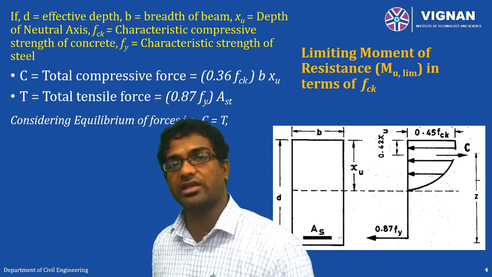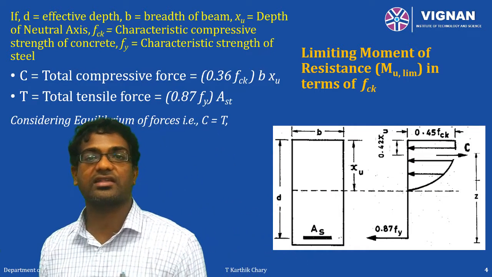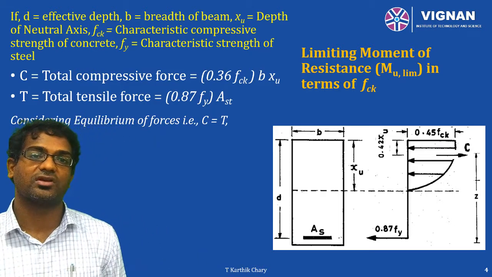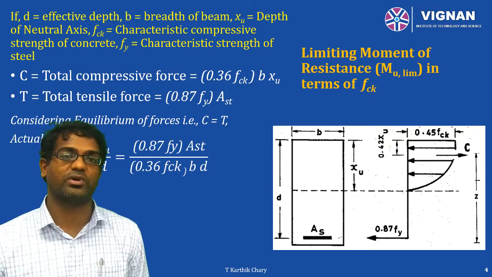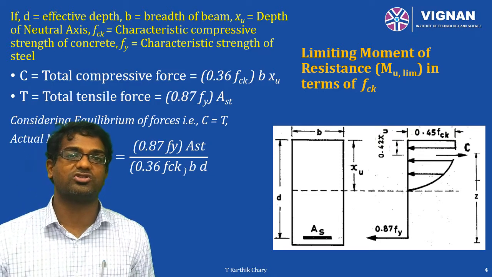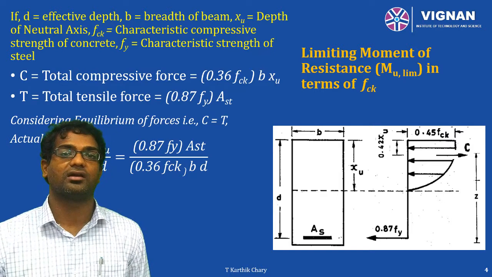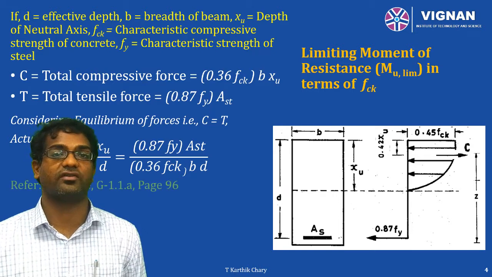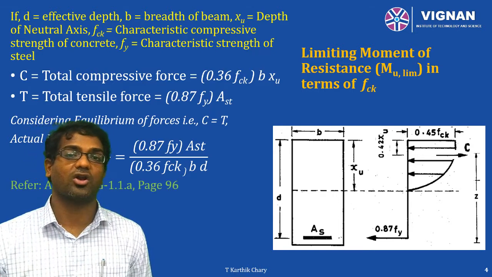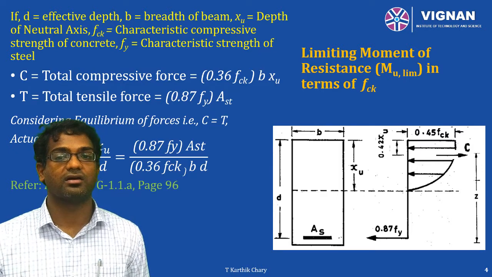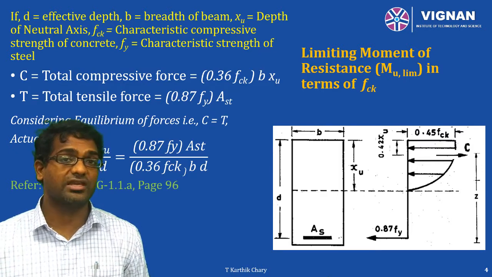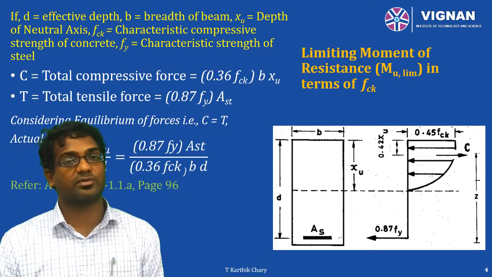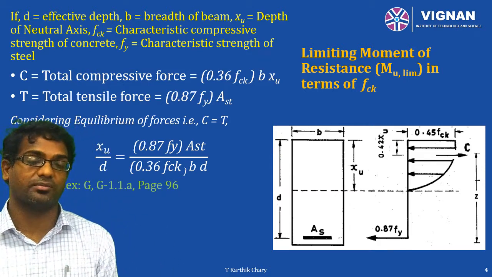Now, considering the equilibrium of these forces, we can say that total compressive force equals total tensile force. So when we equate these both equations, we will get xu by d equals 0.87 fy Ast by 0.36 fck Bd, which is also given in Annexure G, clause number G.1.1a on page number 96. This equation will give you an idea how to calculate the neutral axis depth of a singly reinforced concrete beam.